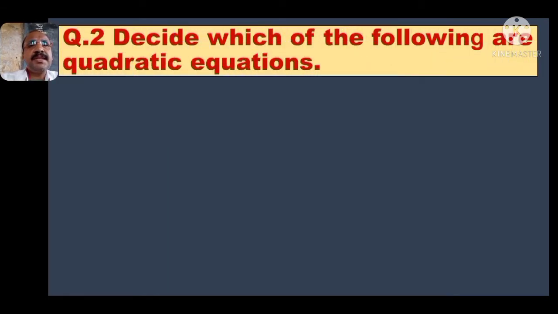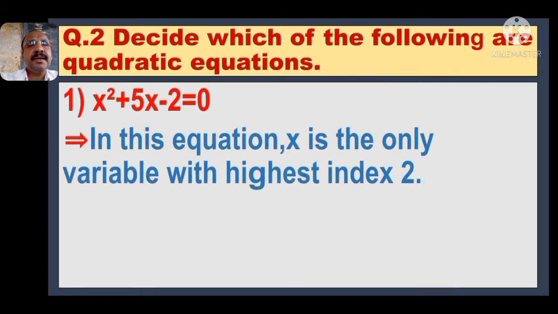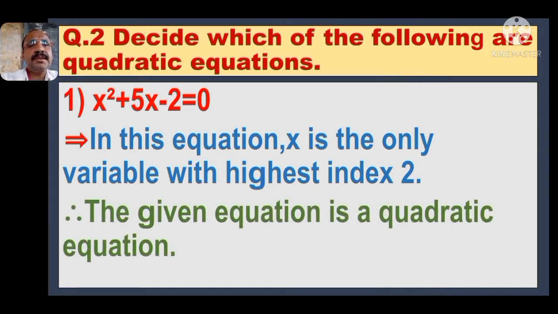Now question number second, decide which of the following are quadratic equations. Here we have to decide whether the given equations are quadratic equations or not. First equation, x square plus 5x minus 2 is equal to 0. In this equation, x is the only variable with highest index 2. Therefore, the given equation is a quadratic equation.